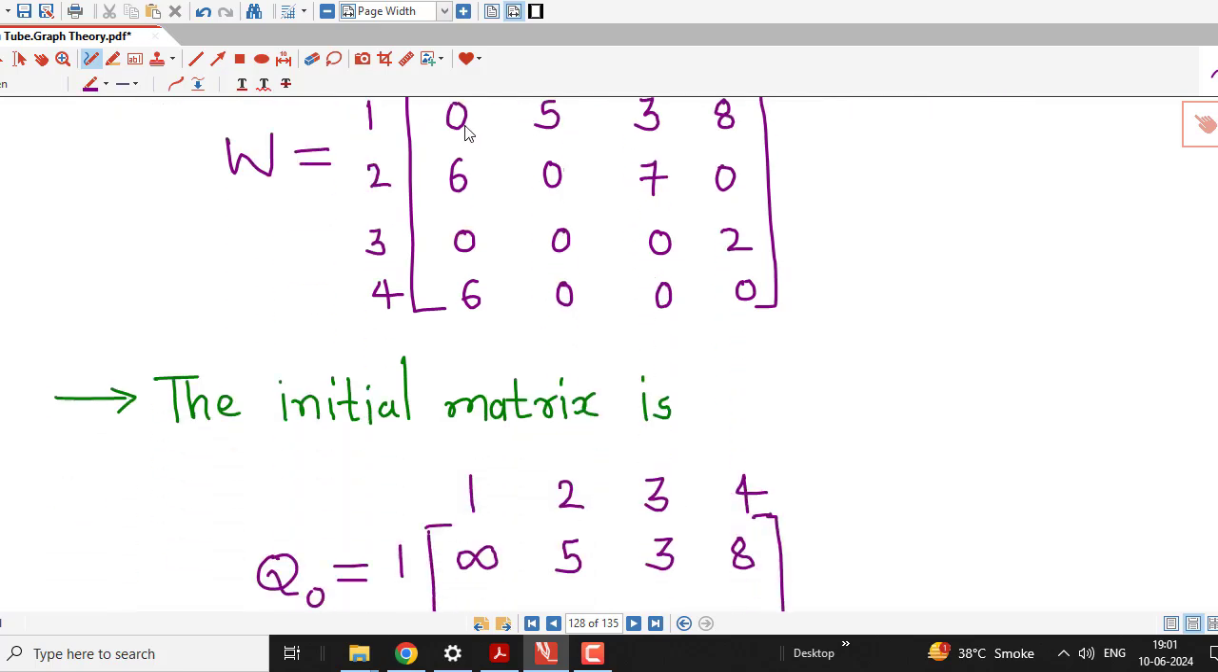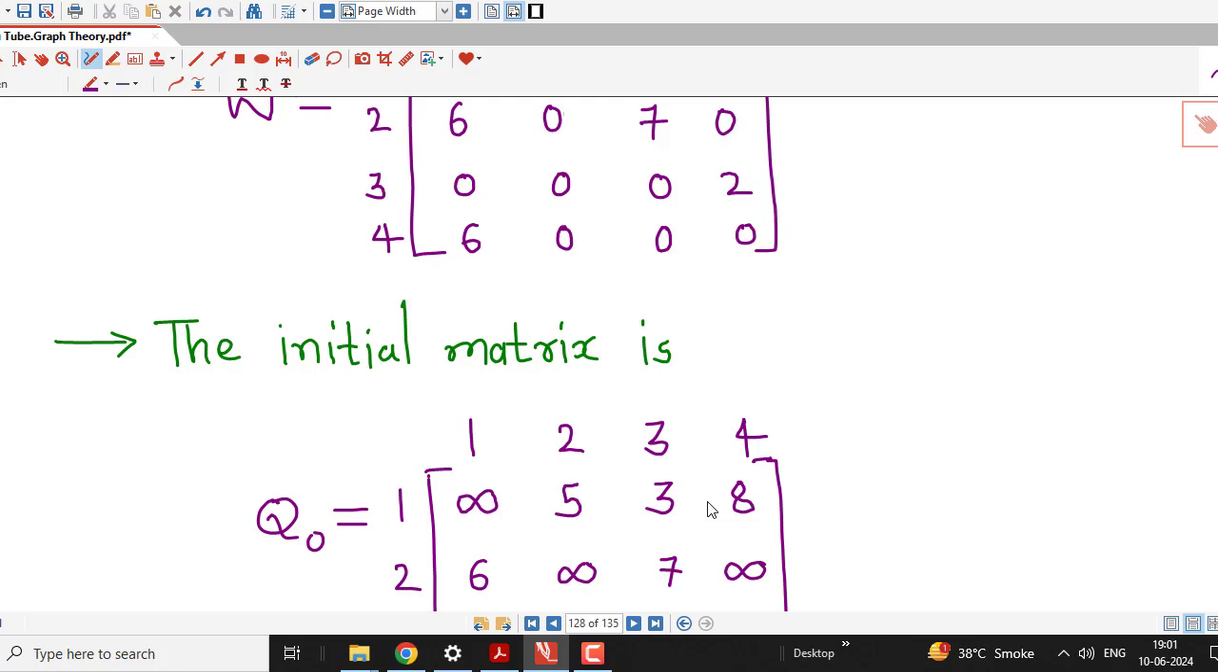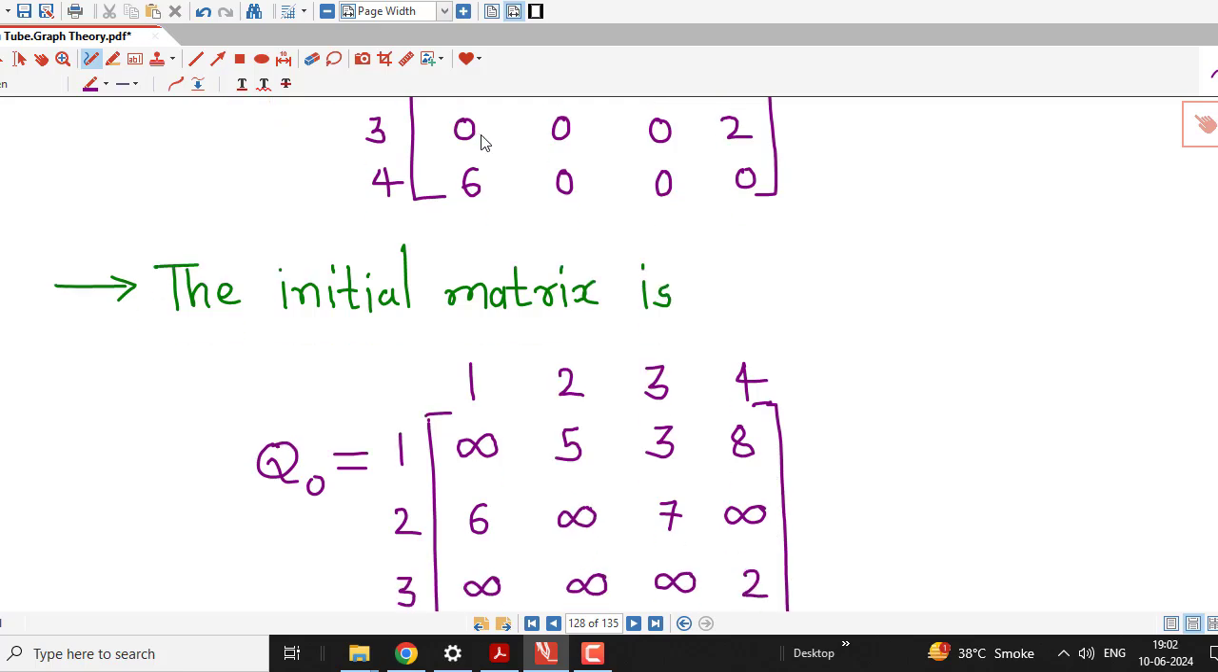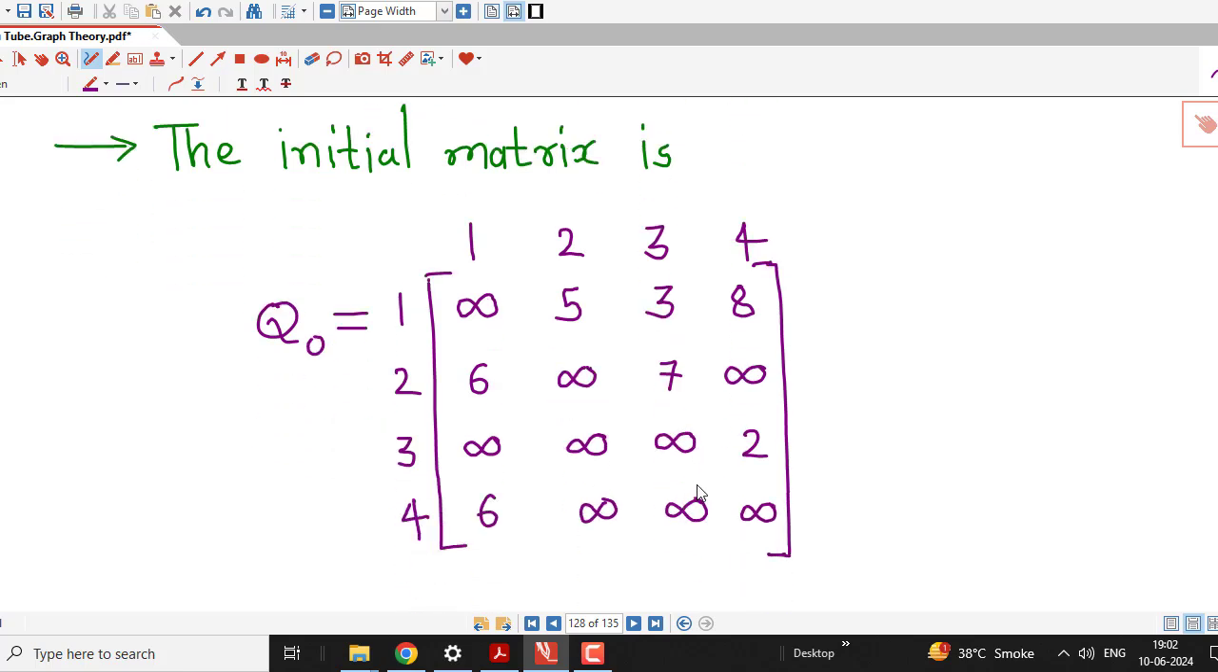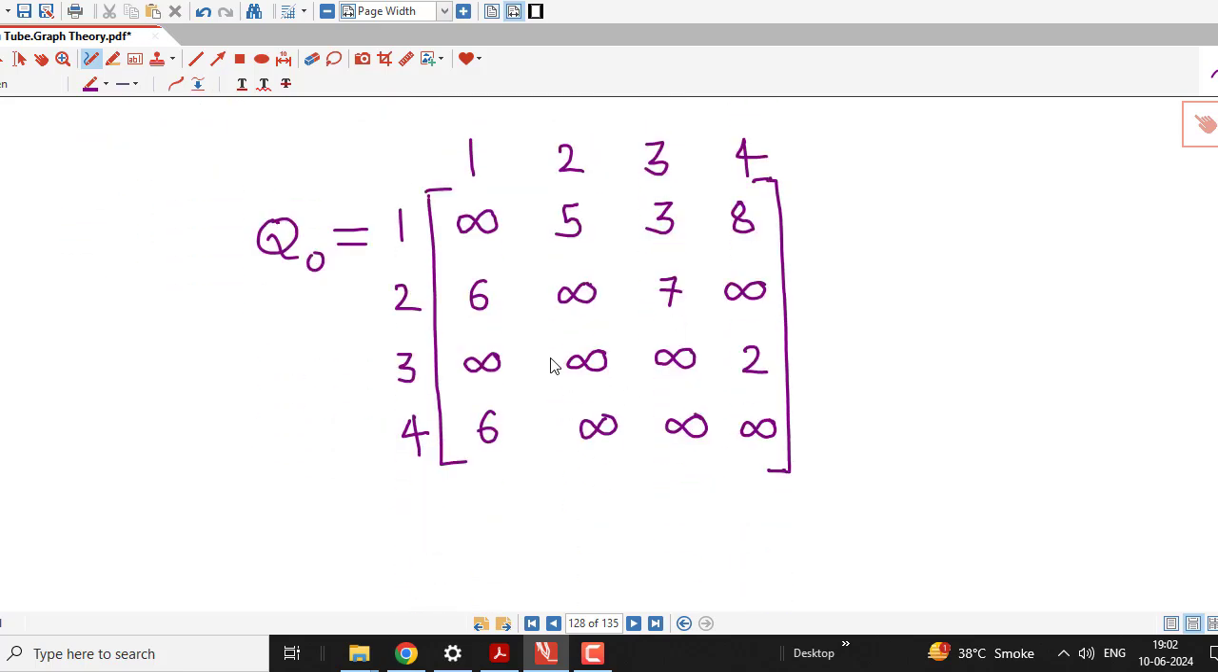We can check row-wise. Here 0, so I replace 0 by infinity. Then 5, 3, 8 as they are. For the second row, 6, 0 is replaced by infinity, 7 and infinity. Then there are 3 zeros, so 3 infinities and 2, and 6 and 3 times infinity. So this is the initial matrix.